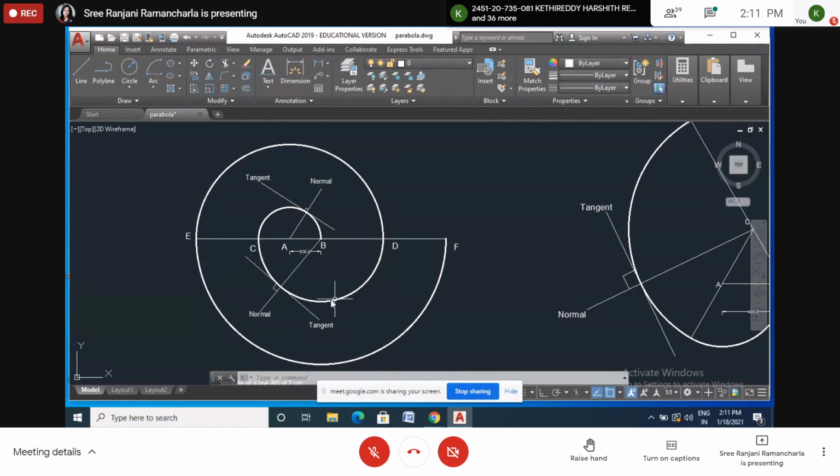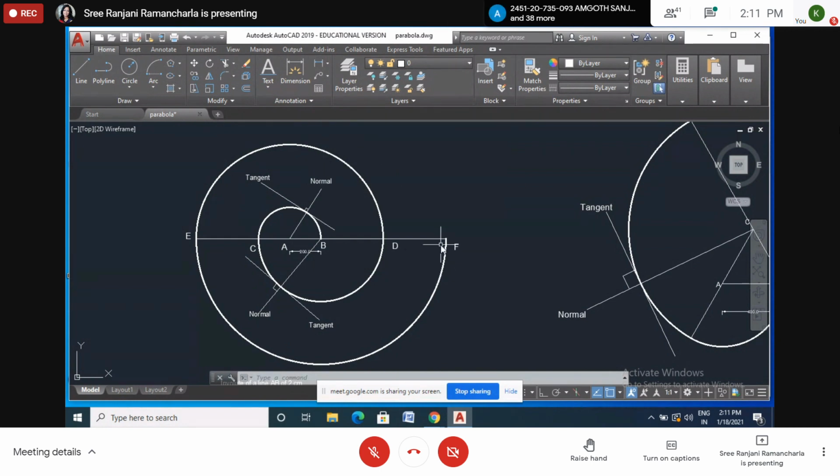Okay. So similarly for this curve, this is the center. From this center, I drew the line. So that becomes the normal. Now perpendicular to that one is a tangent. Suppose you want to show the normal and tangent at this point. Then for this curve, point A is the center. Draw the line passing through this point wherever you have taken it. So that one is the normal and perpendicular to that line is the tangent.